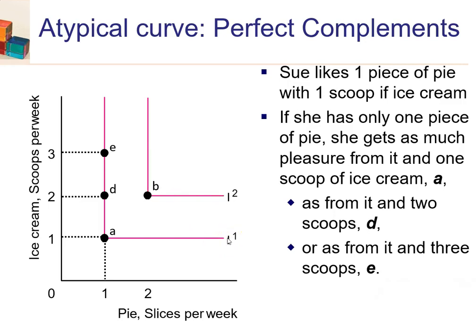indifference curve for Sue. A second indifference curve for Sue includes 2 scoops of ice cream and 2 slices of pie. Once again, additional scoops of ice cream, if she only has 2 slices of pie, do not improve Sue's welfare. In a similar fashion, additional slices of pie with only 2 scoops of ice cream also don't improve Sue's welfare. So this is the shape of perfect complements indifference curves. So here's a third one as well.